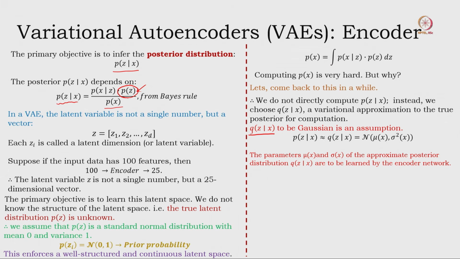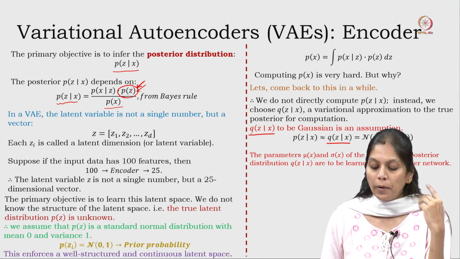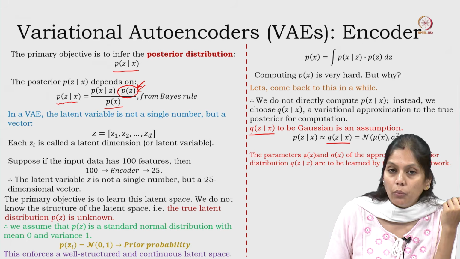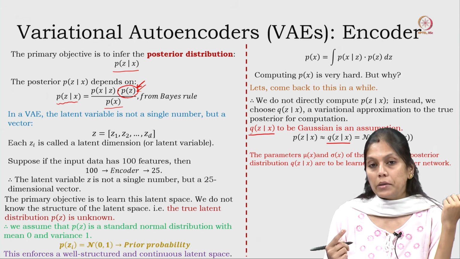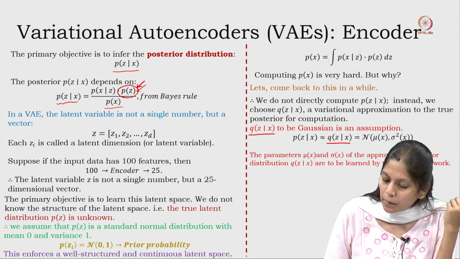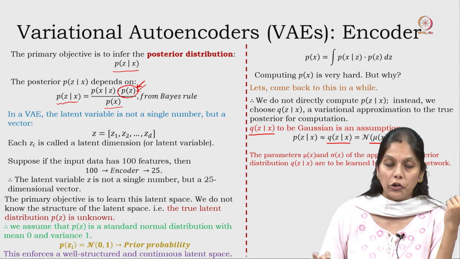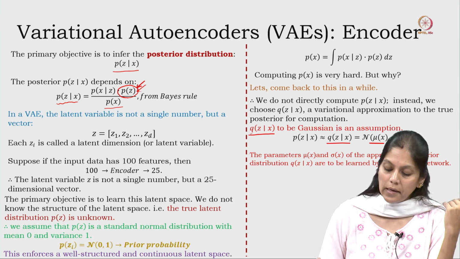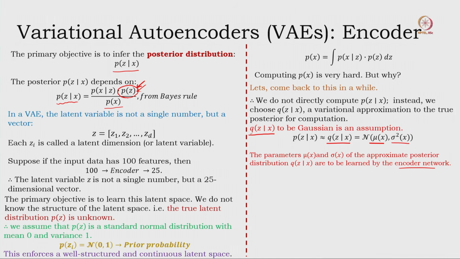Now, here the first assumption is this term, and the second assumption is that this is Gaussian. Why? The ultimate aim is to learn this underlying probability distribution. Therefore, the assumption that you will be making is that it is a Gaussian distribution. And what are the parameters for the Gaussian distribution? They are mu and the variance, the parameters of a Gaussian. Now, who has to learn this? It is an encoder network which will learn these two parameters.